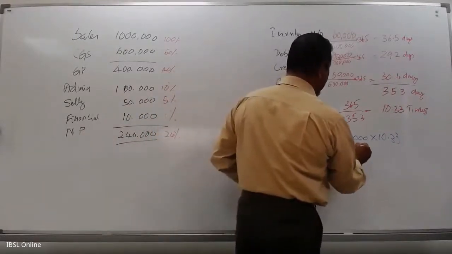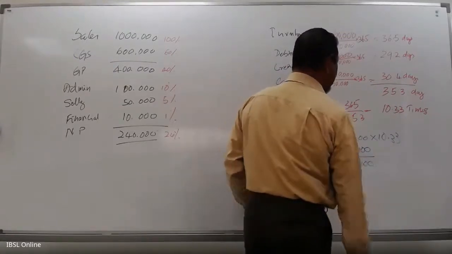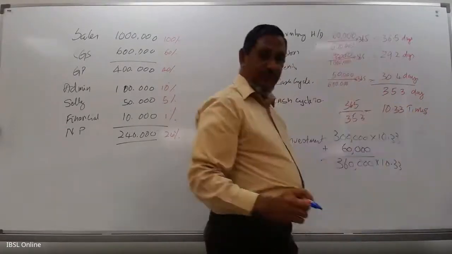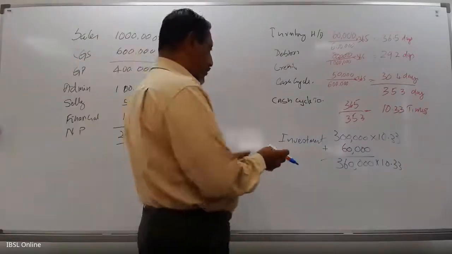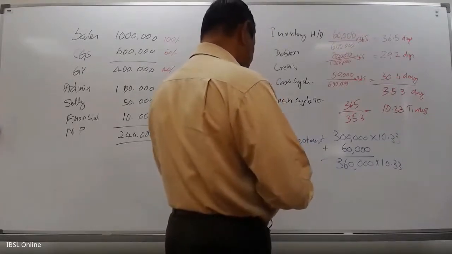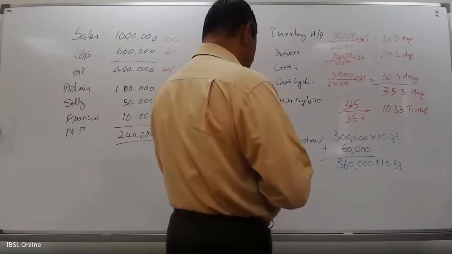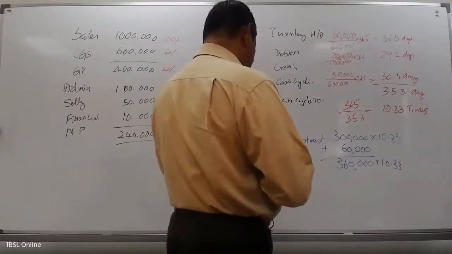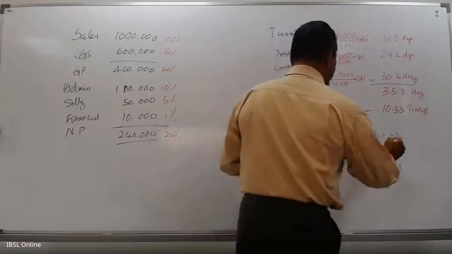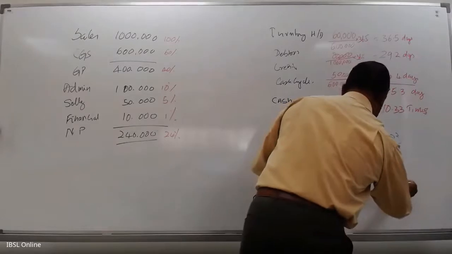So 360,000 will be invested in January, and it will be multiplied by 10.33. 360,000 into 10.33 times. That is 3 million. Investment will be 3 million 718,800.